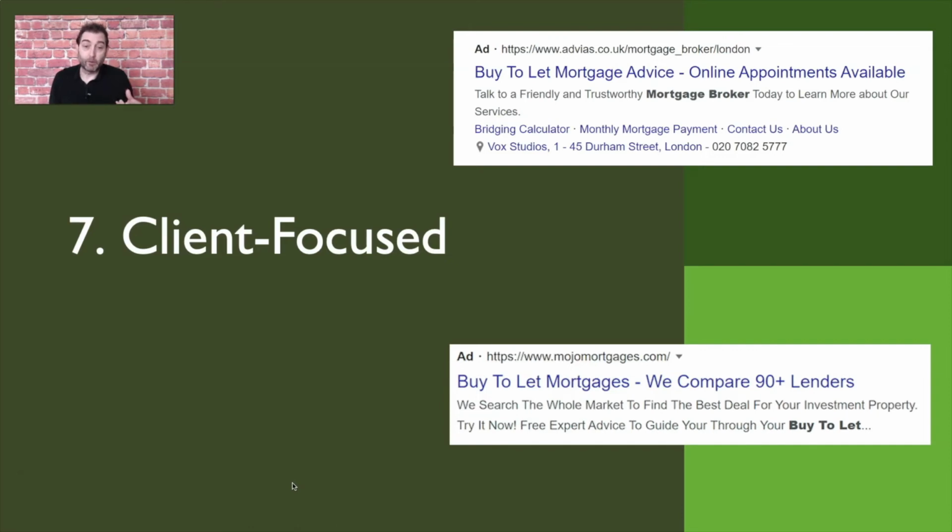Whereas the bottom one is more client-centric. So it says we search for whole market, but then the rest of it is about the client. To find the best deal for your investment property. Free expert advice to guide you through your buy-to-let journey. Actually, there's a typo in there. It should say you, to guide you through, not you're through. But it's still talking about the client and what they get out of it. That's the main focus of that bottom ad, whereas the focus of the top ad is all about the broker and how great they are.